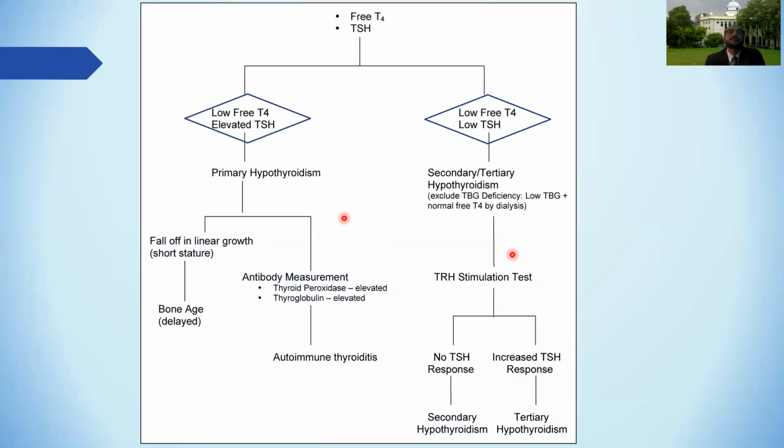You would do a TRH stimulation test. If TRH stimulation increases the TSH response, it suggests that the problem is at the level of the hypothalamus, and this is tertiary hypothyroidism. If with TRH stimulation there is no response in the TSH, this is secondary hypothyroidism, and the problem is at the level of the pituitary.